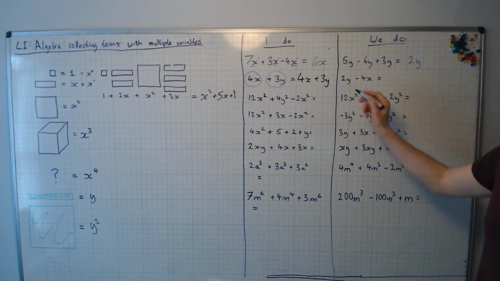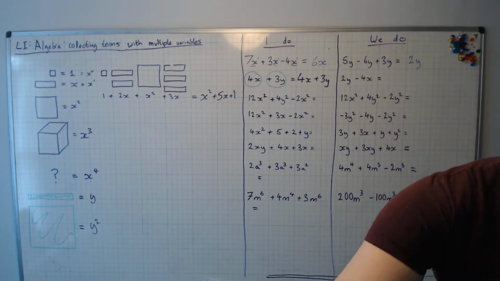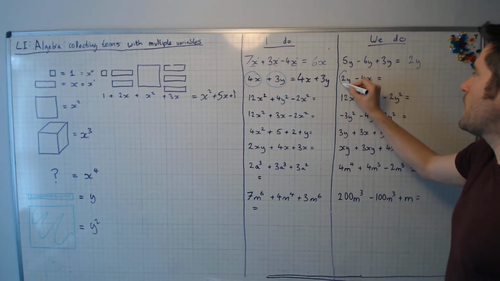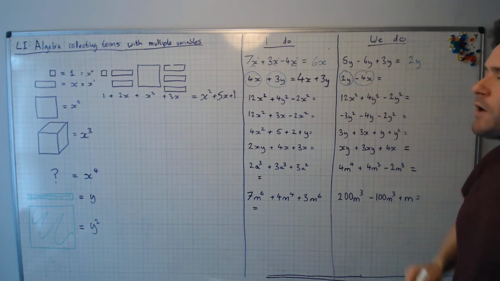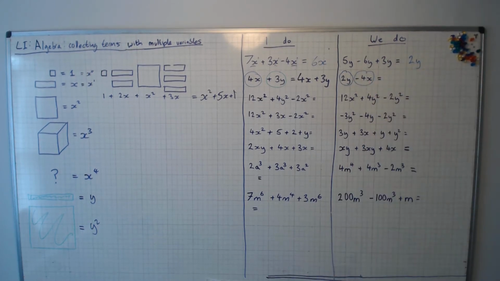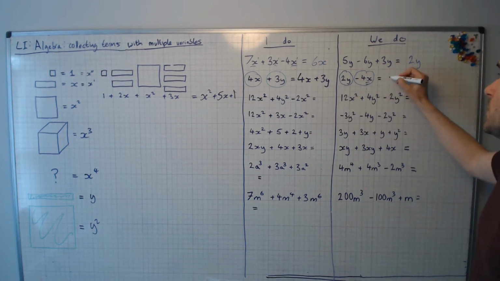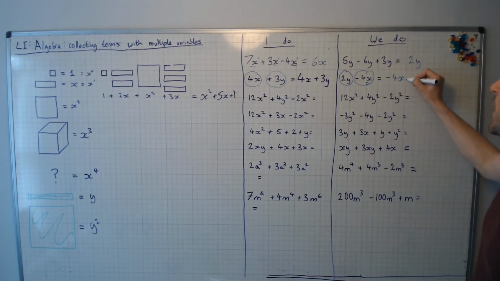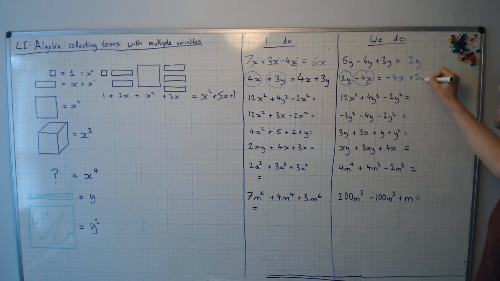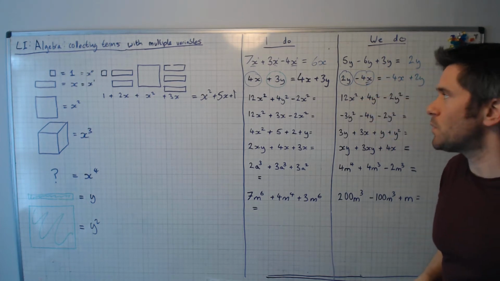So this time, again, we've got different letters here. If we have a look at the different letters that we have, 2y and we've got minus 4x. Now, if you want to be really correct, we're going to write them in alphabetical order. So we can write minus 4x plus 2y, but it's quite fine to leave it like it was as well.